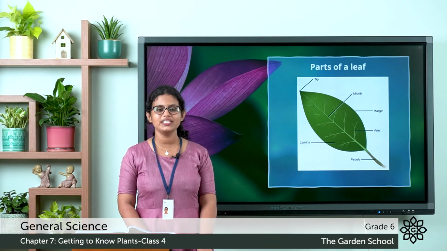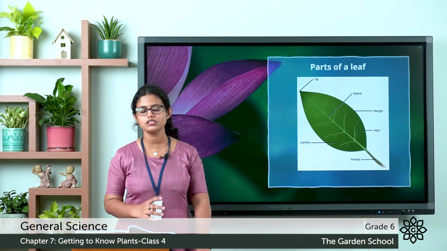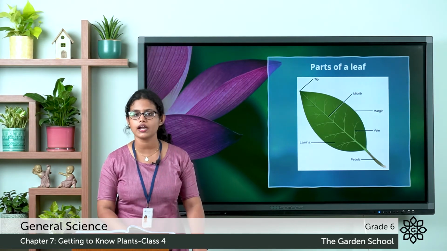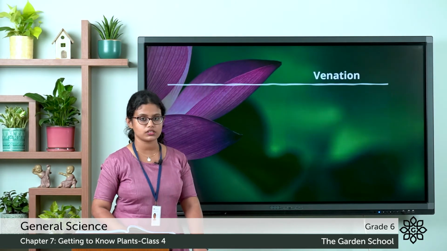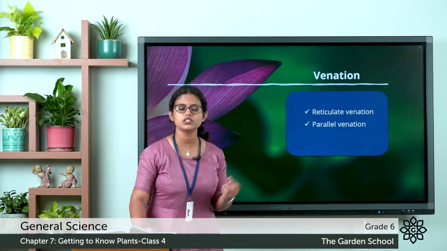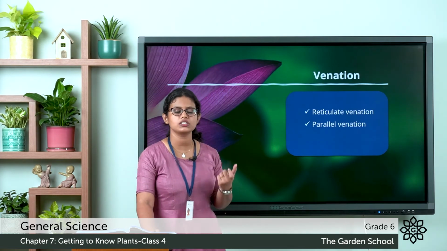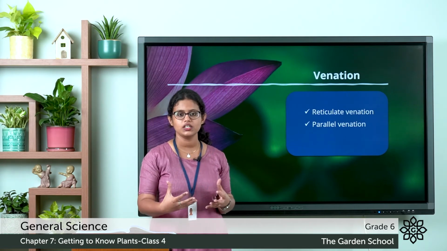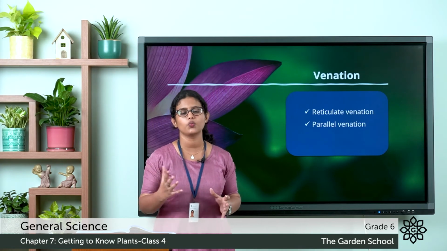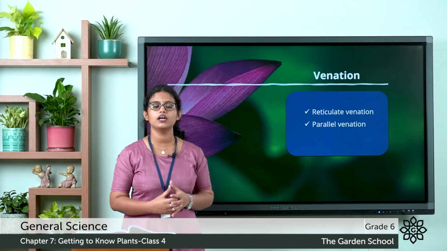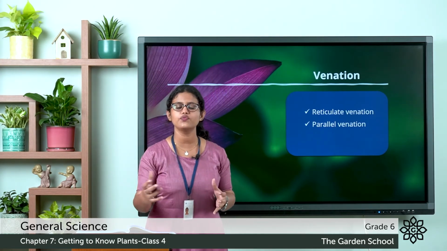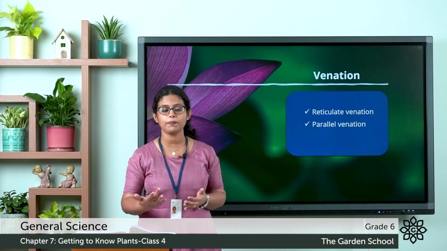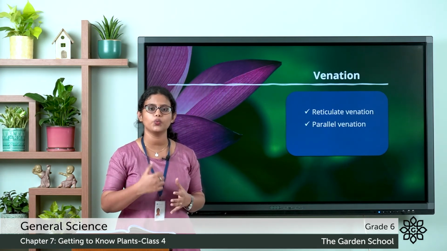Moving to the next one, we discussed leaf veins. These leaf veins are arranged in a definite pattern, and that is called venation. So what is venation? The leaf veins arranged in a definite pattern is called venation. In different leaves, the leaf veins are arranged in a definite pattern.